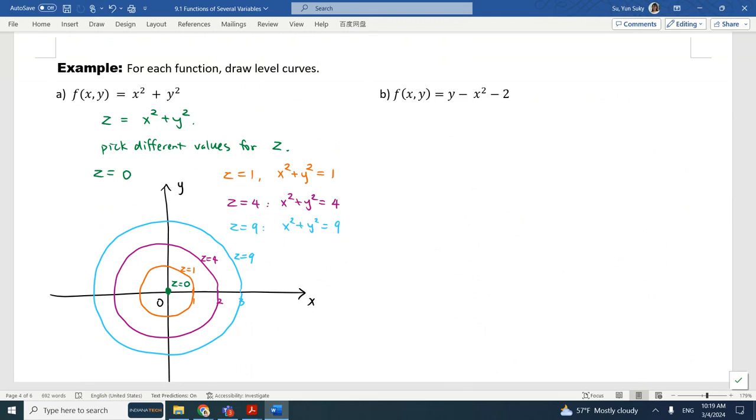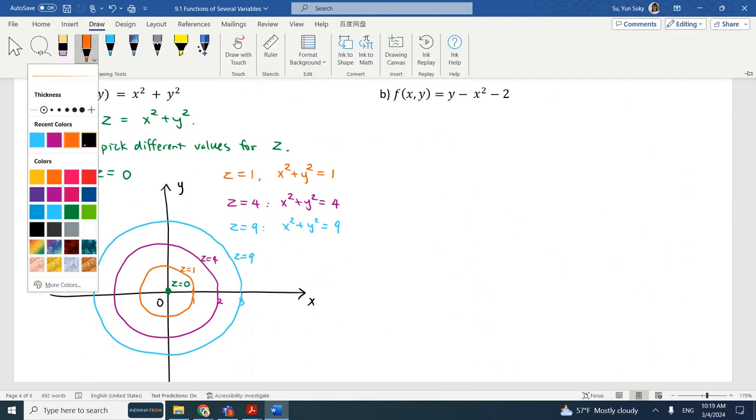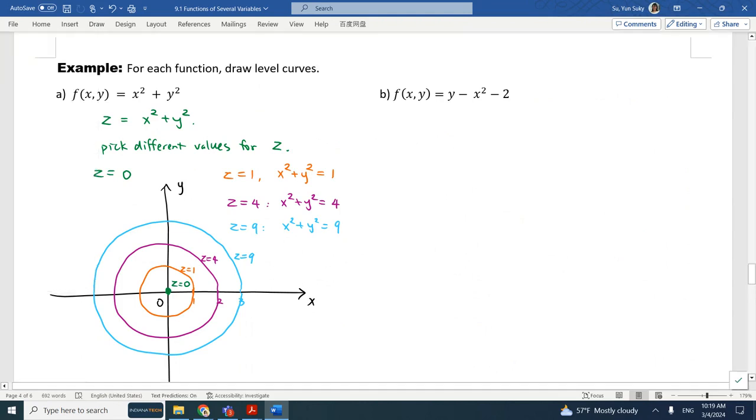Now let's look at part B. Basically, you pick a number for z, and you think about what value you could pick. What is the smallest? What is the biggest? Or if you don't have a smallest or biggest, you just pick some easy number. Can't it just go infinitely? Yeah, in this case, z could be as big as you want. You just pick bigger circle, bigger circle, bigger circle. Okay, part B.